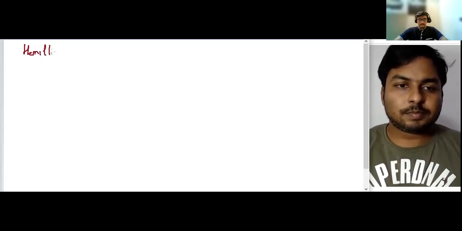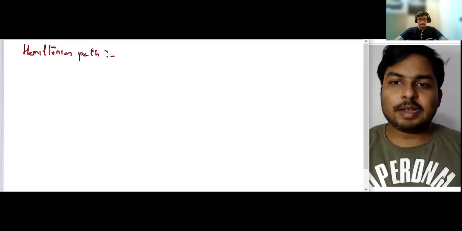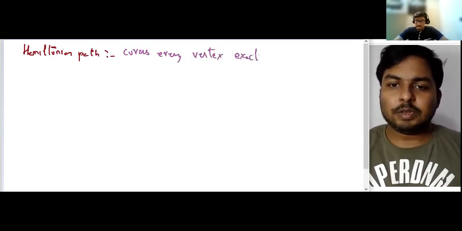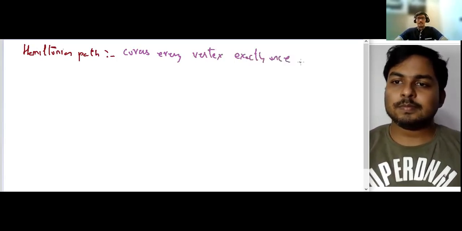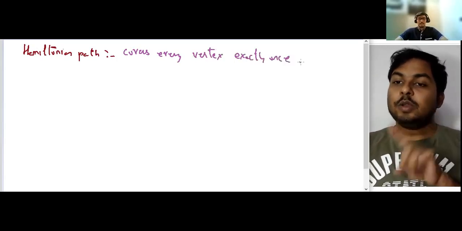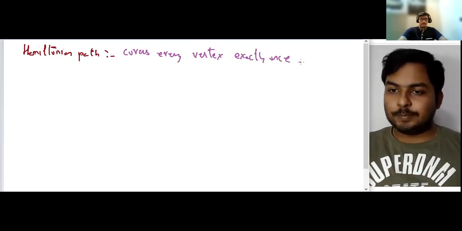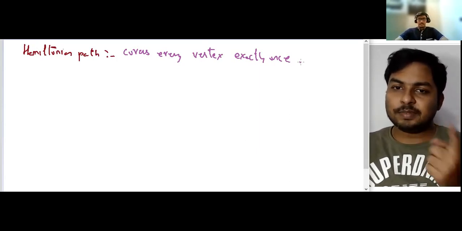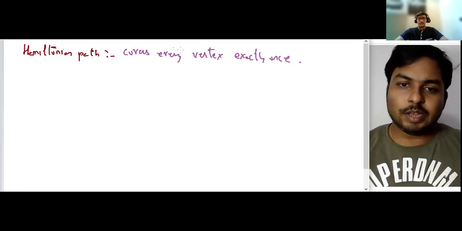Hamiltonian path. What is a Hamiltonian path? A Hamiltonian path covers every vertex exactly once. In Euler path, it was every edge exactly once. There it was edge. Here it is vertex.